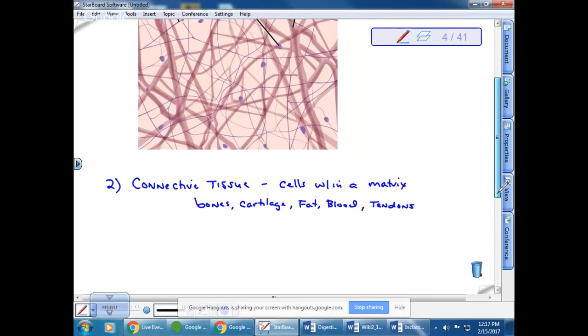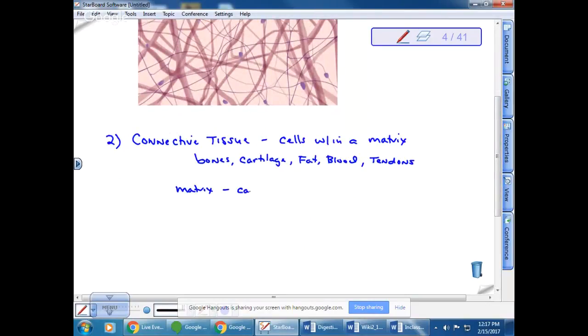So the matrix can contain fibers. Blood, for example, doesn't contain fibers, but the matrix of the blood is the blood plasma, okay? So it can contain fibers. For example, bone has collagen fibers. And collagen is a type of structural protein. So bone is strong not only because it's mineralized, it has calcium in it, for example, but it also is strong because it has collagen.